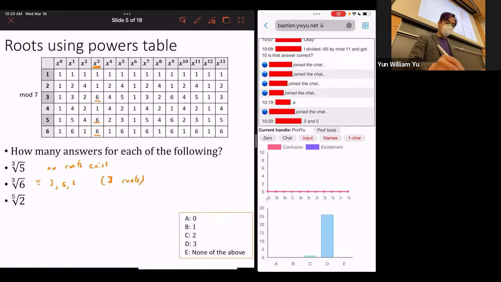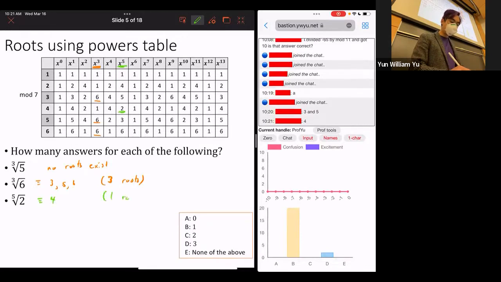Okay, what about the 5th root of 2? Okay, so the 5th roots, you're looking in this column here, and you're looking to find when 2 appears. 2 appears here, and so this is just congruent to 4, and there's only 1 root. So this is a unique answer.